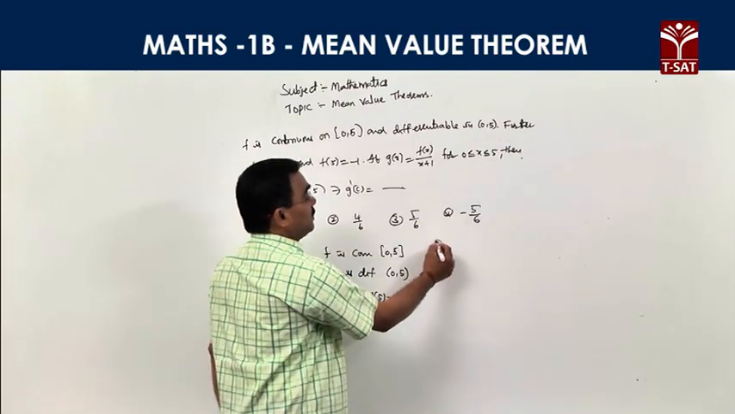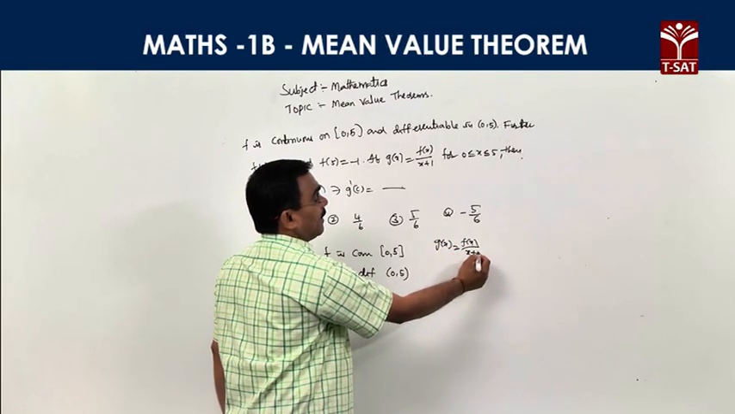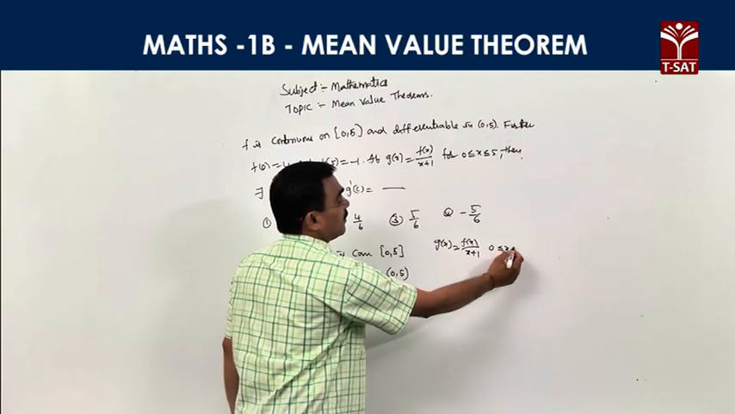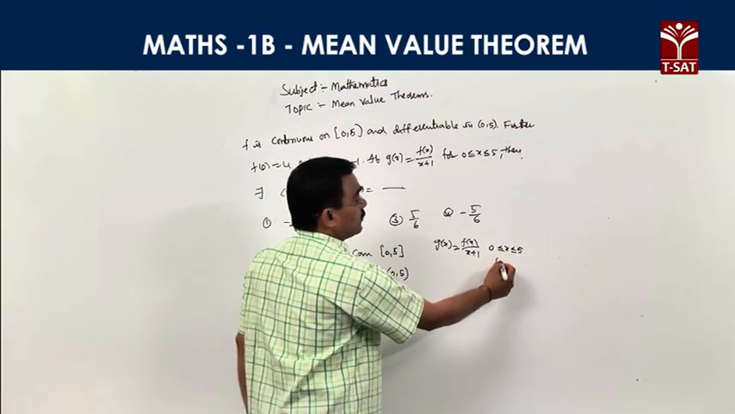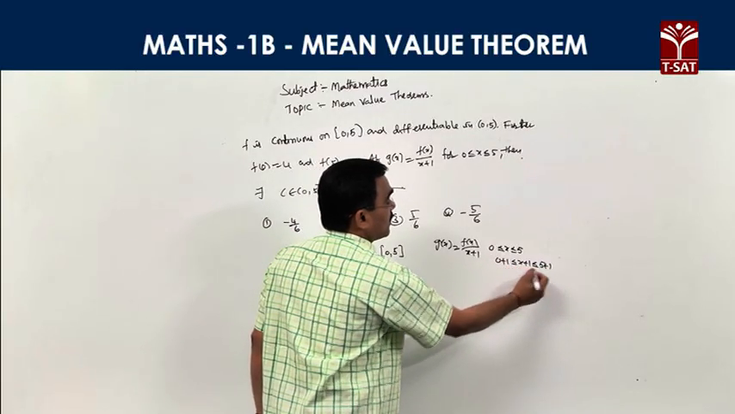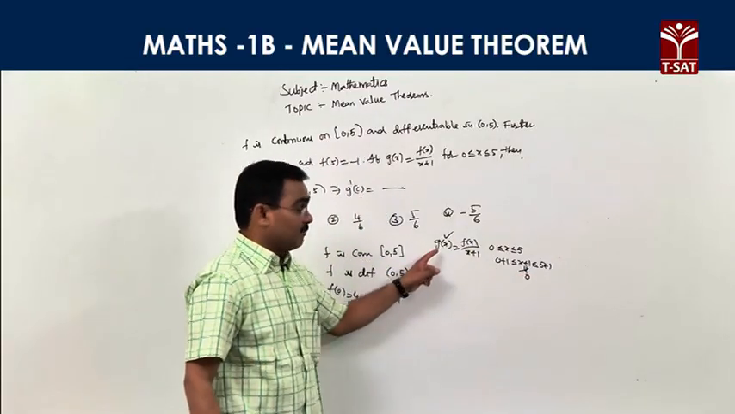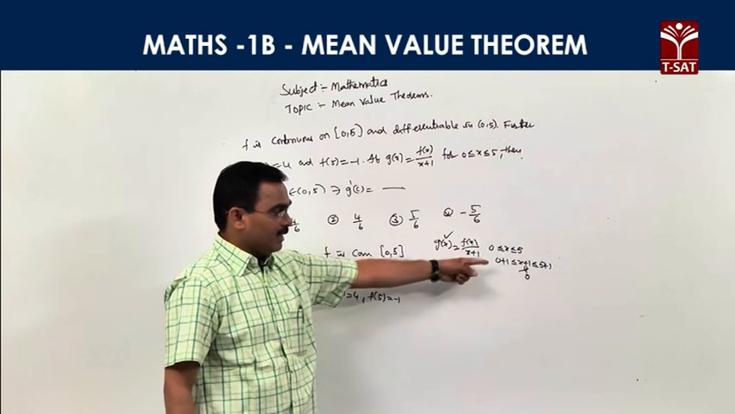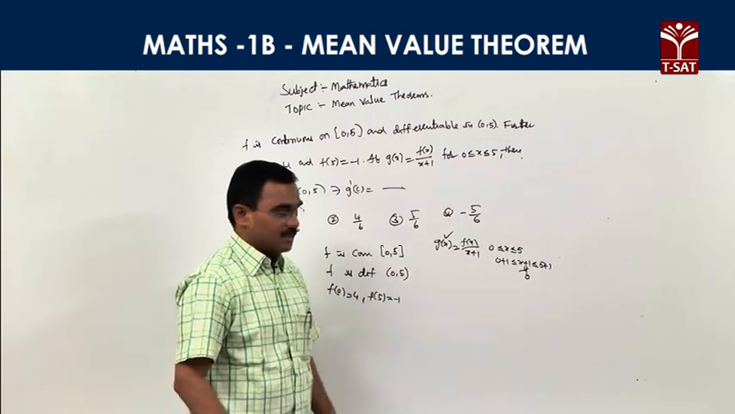Next, given g of x is defined by f of x by x plus 1, where 0 less than or equal to x less than or equal to 5. You observe that 0 plus 1 less than or equal to x plus 1 less than or equal to 5 plus 1, which means x plus 1 is not equal to 0. That's why g of x is defined and meaningful. The denominator is not equal to 0, x plus 1 lies between 1 and 6, so g of x is meaningful.